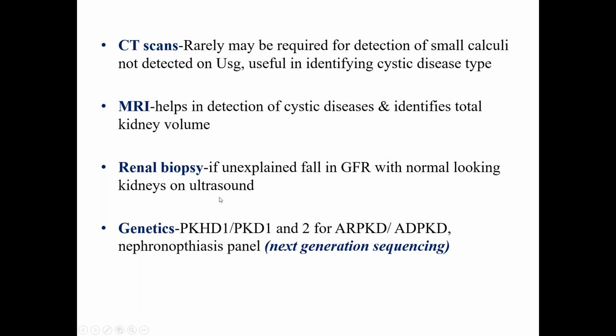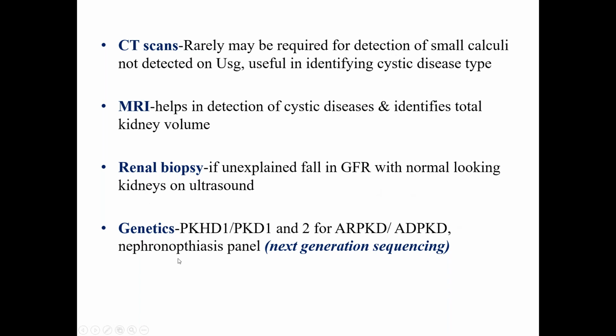Now, if you have normal looking kidneys on your ultrasound, or there is only a slight increase in echogenicity, and there is a significant reduction in GFR, and if there is significant proteinuria, so if you're not able to make a diagnosis based on other investigations, then a renal biopsy may also help in identifying the underlying renal diseases, especially things like FSGS, glomerular diseases, tubulointerstitial diseases, chronic tubulointerstitial nephritis, etc.